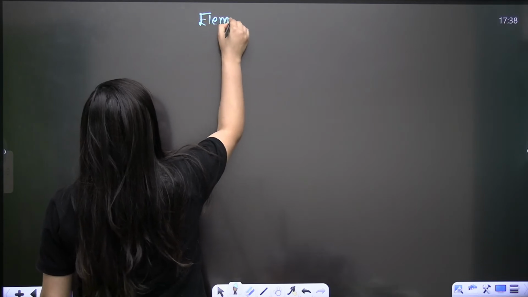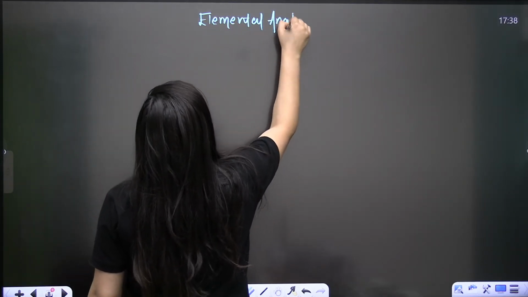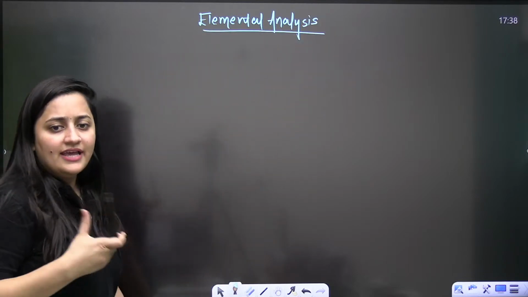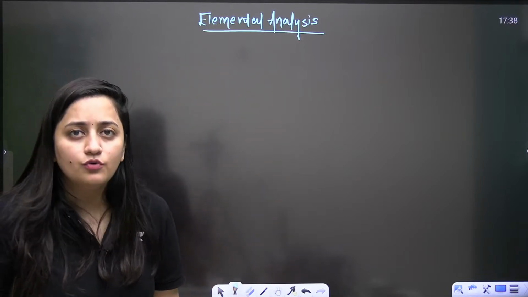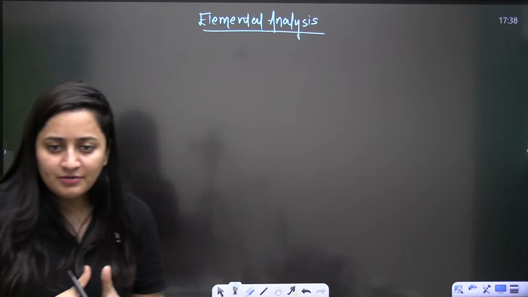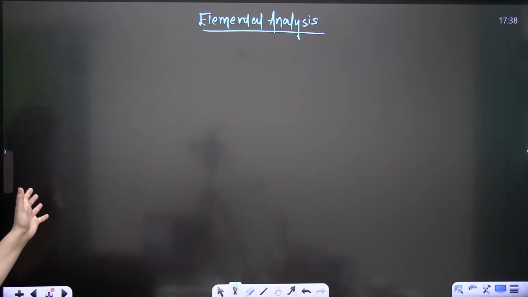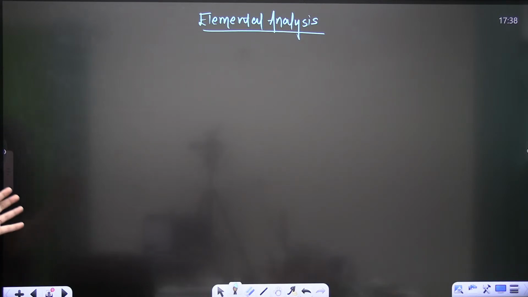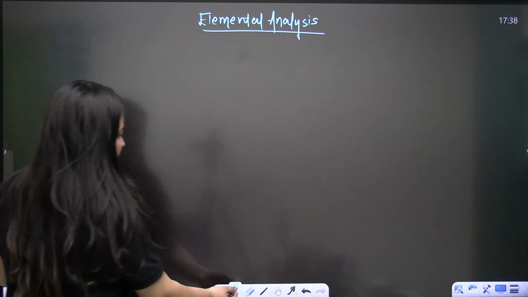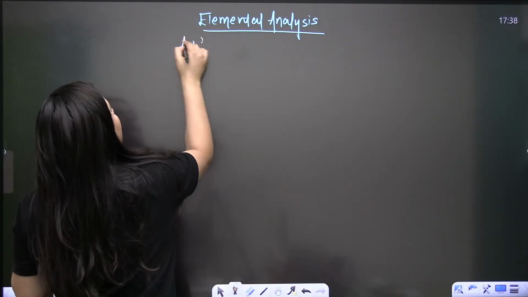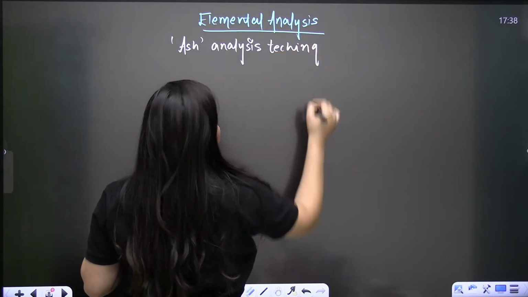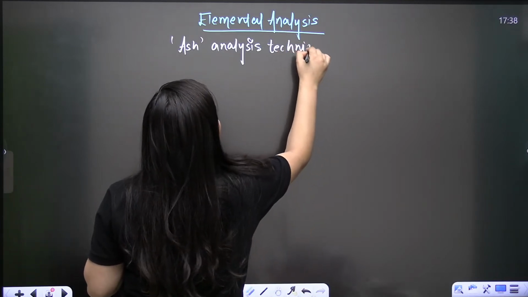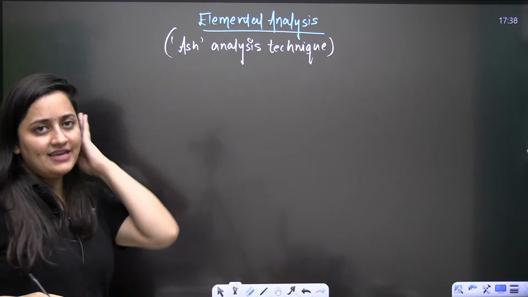It is not just the organic things that are present in a living body. Inorganic elements are also there, like calcium and magnesium. They are also present in a living body. So what do we have to do for that? We need to take a living tissue. Then, with the help of the ash analysis technique, we can perform this elemental analysis.